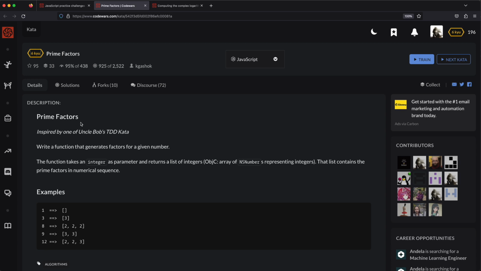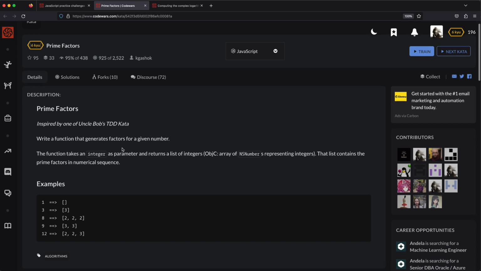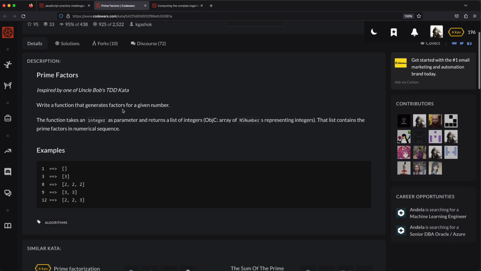Okay, this one is prime factor, inspired by one of Uncle Bob's TDD kata. Write a function that generates the factors for a given number. The function takes an integer as a parameter and returns a list of integers. So for example, for 8, we should return three 2's because 2 times 2 times 2. Right, that is what I wanted to see. And for 9, 3's, and for 12, 2, 2, and 3.